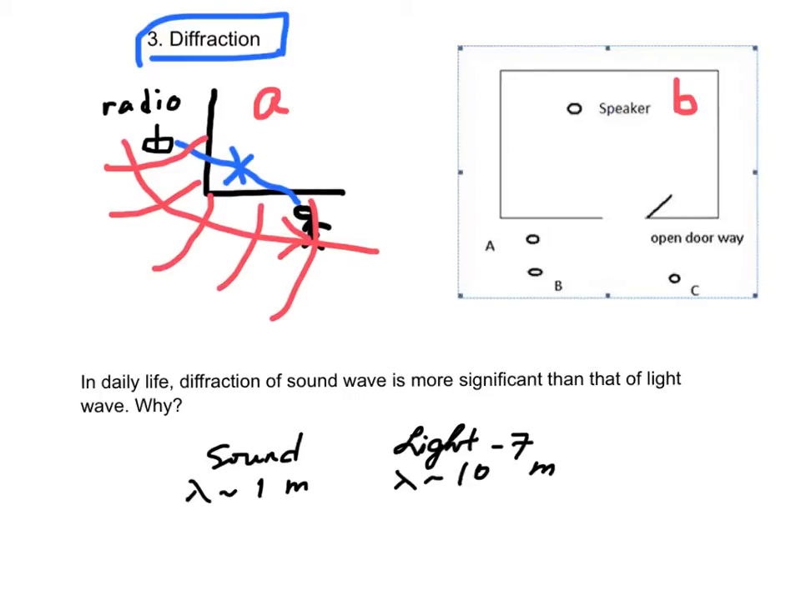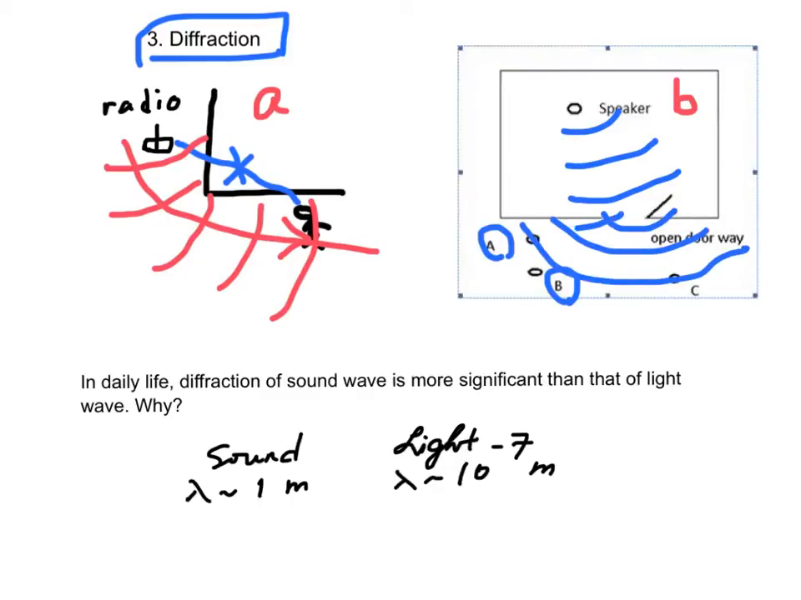In figure B, even though listeners A and B cannot see the speaker inside the room, they can still hear the sound wave produced by the speaker. Because the sound wave produced by the speaker, after passing through the door gate, will diffract. Therefore, A, B, and C can all hear the sound wave played by the speaker.